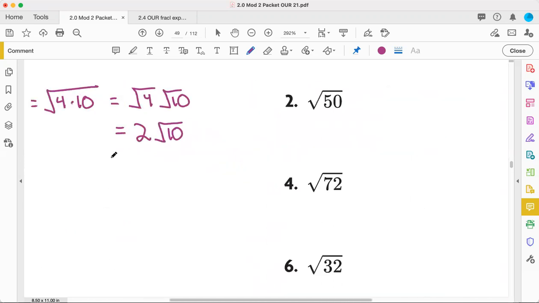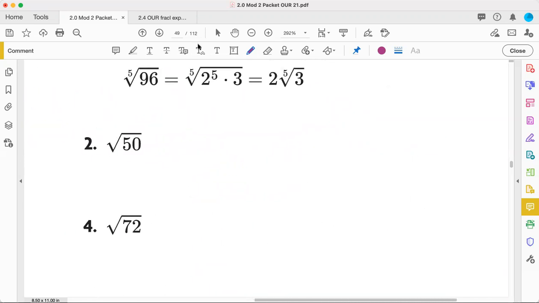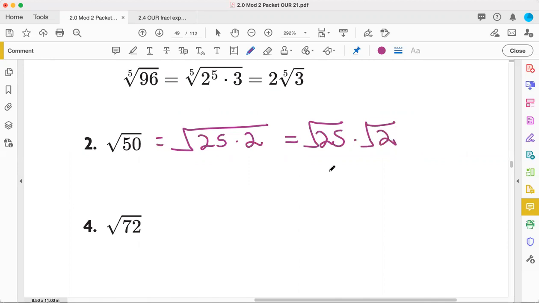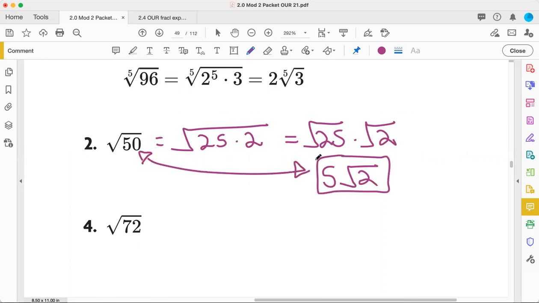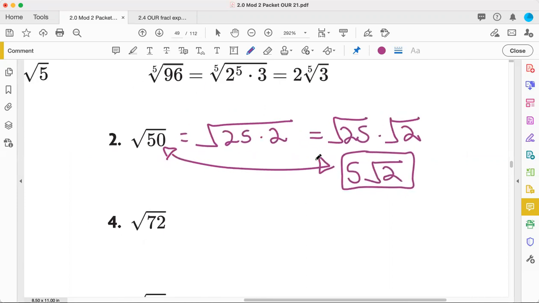Let's keep it going. Square root of 50. We definitely could rewrite that as the square root of 25 times the square root of 2. Square root of 25, we know that, right? That's a perfect square. It's just 5. 5 times the square root of 2. This is the most simplified way to write the square root of 50. It has a decimal with it, but we're not trying to get to that right now.